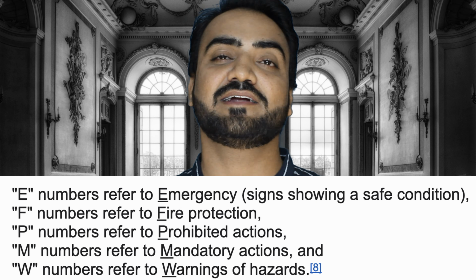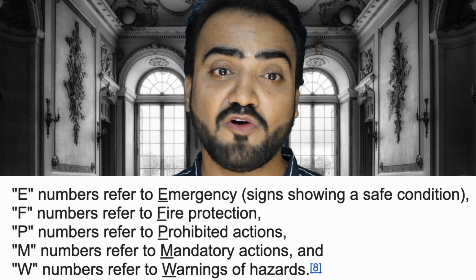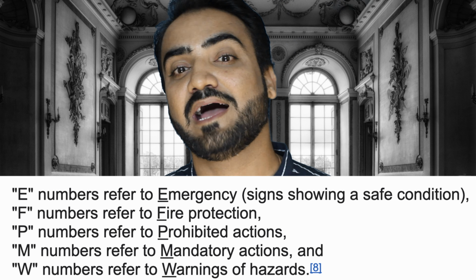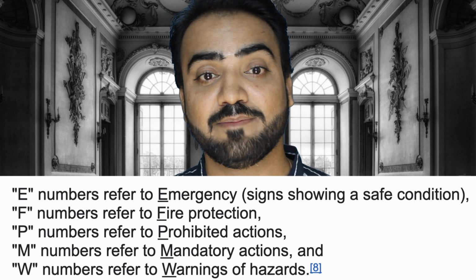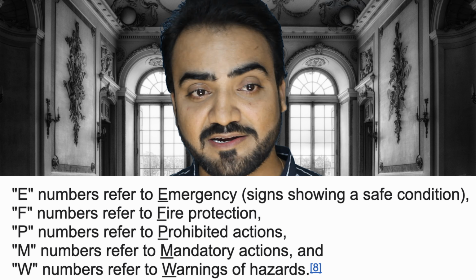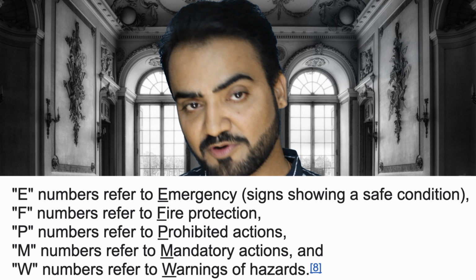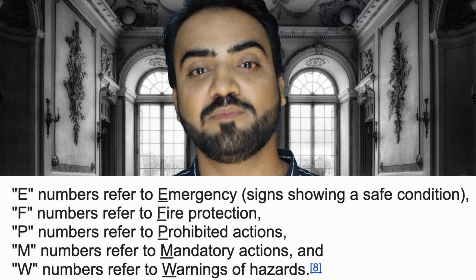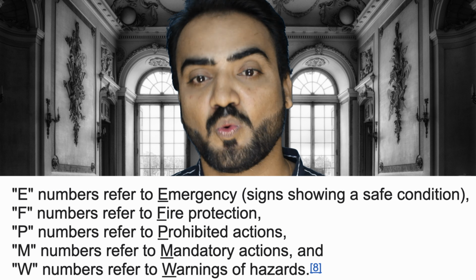ISO registered and listed recommended pictograms, which it calls safety signs. The ISO standard provides a registered number for pictograms that have officially been made part of the ISO 7010 standard. An E number refers to an emergency sign showing a safety condition. An F number refers to fire protection. A P number refers to prohibited actions. An M number refers to mandatory action, and a W number refers to warning of hazard.